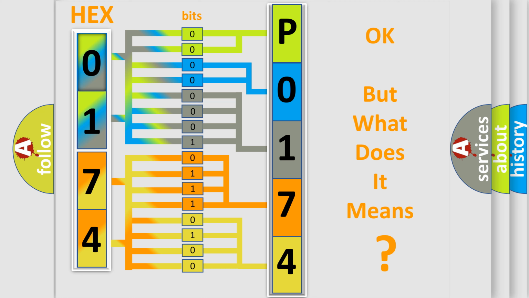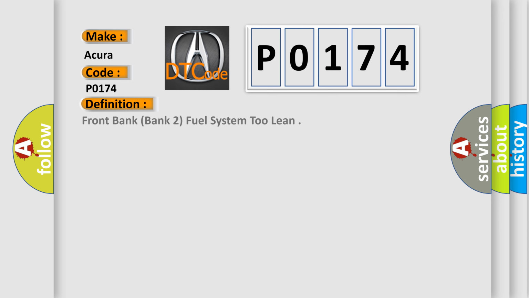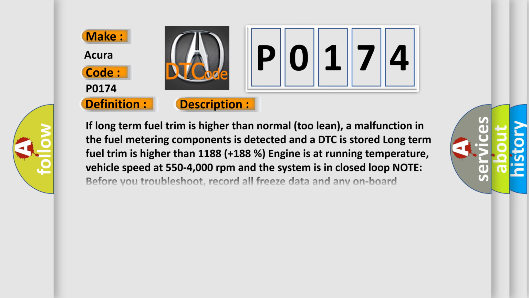The number itself does not make sense to us if we cannot assign information to what it actually expresses. So, what does the Diagnostic Trouble Code P0174 interpret specifically for Acura car manufacturers? The basic definition is front bank, bank 2, fuel system 2 lean. And now this is a short description of this DTC code.